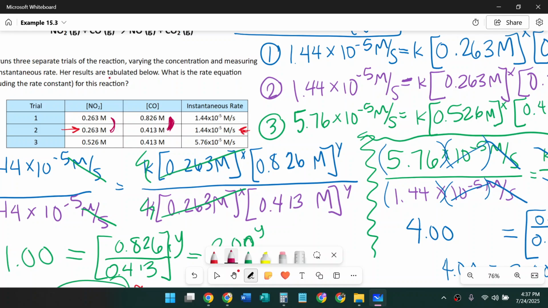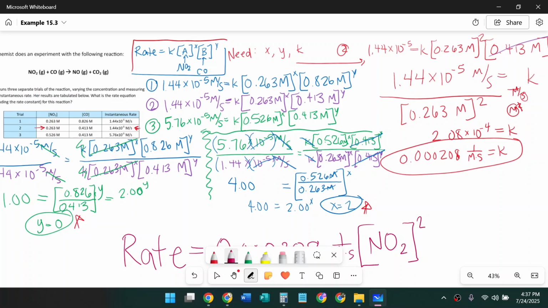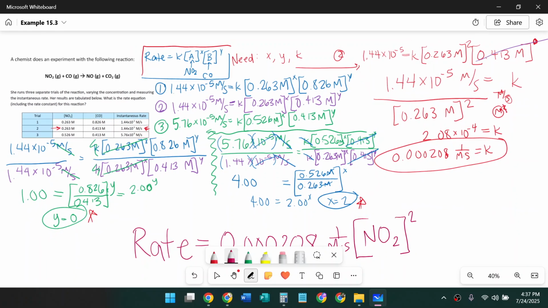This one changed. So if the CO had any effect, this number right here would have changed when we changed the CO, but it didn't. It only changed when we changed this one. When we changed this one, then the rate changed. So the CO has no effect on the rate of the reaction. Obviously, it has an effect in the reaction itself, but it doesn't have an effect on the rate. It doesn't matter how concentrated that CO is. You could have it extra packed in there, and it wouldn't matter. All right. I hope that makes sense.